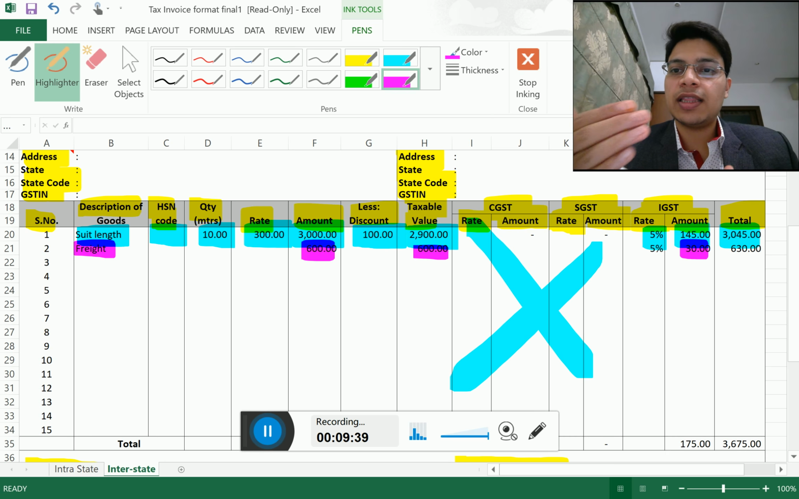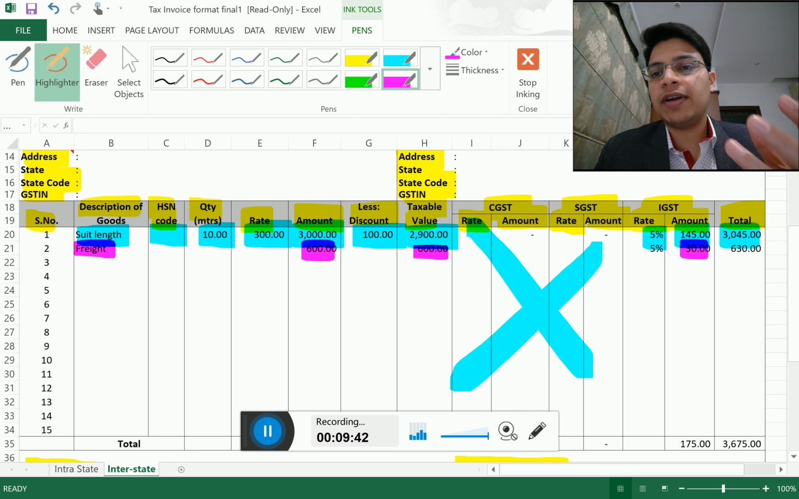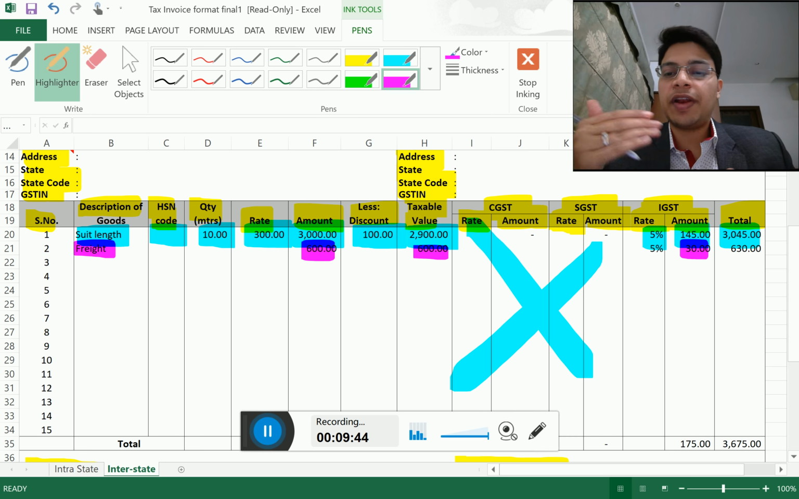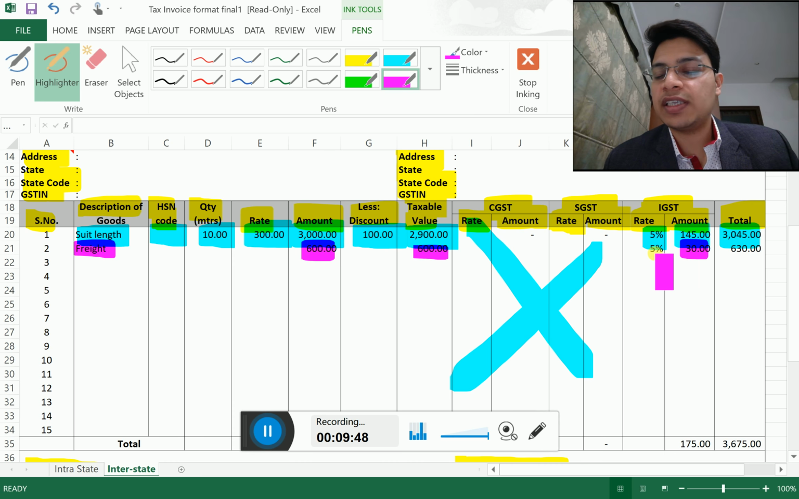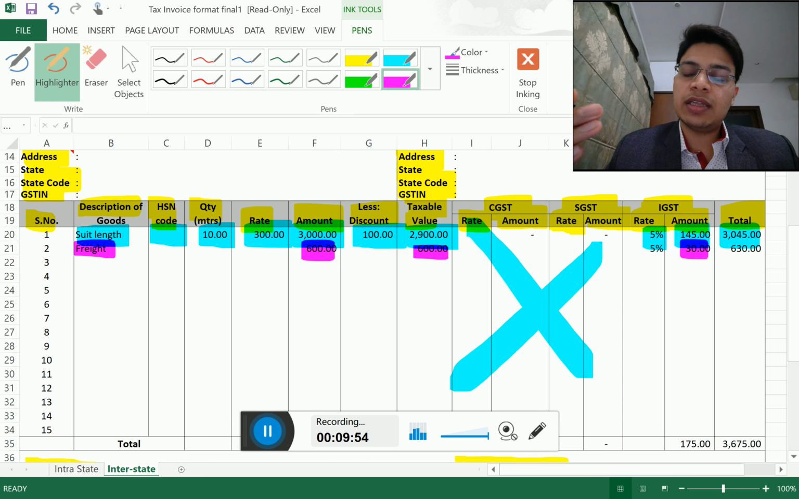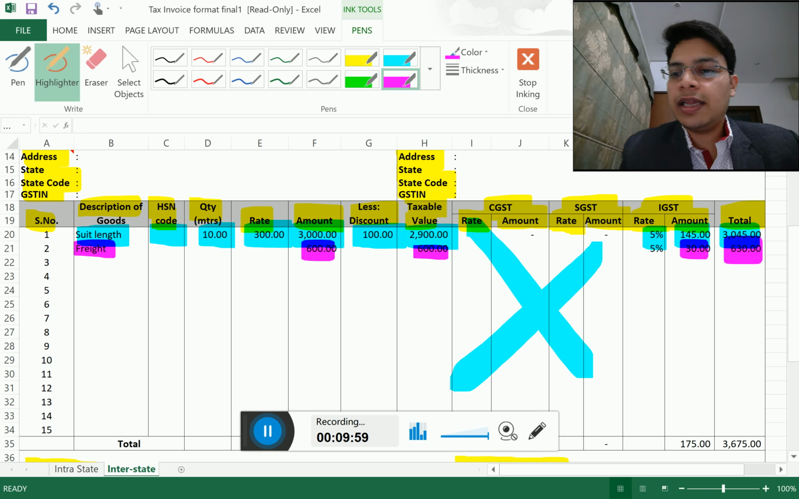So suit fabrics have a GST rate of 5%. So freight will also be charged at 5%. So 5% is taken as the rate of freight. So the rate of freight in a composite supply will depend upon the tax rate for the principal supply. So here 630.